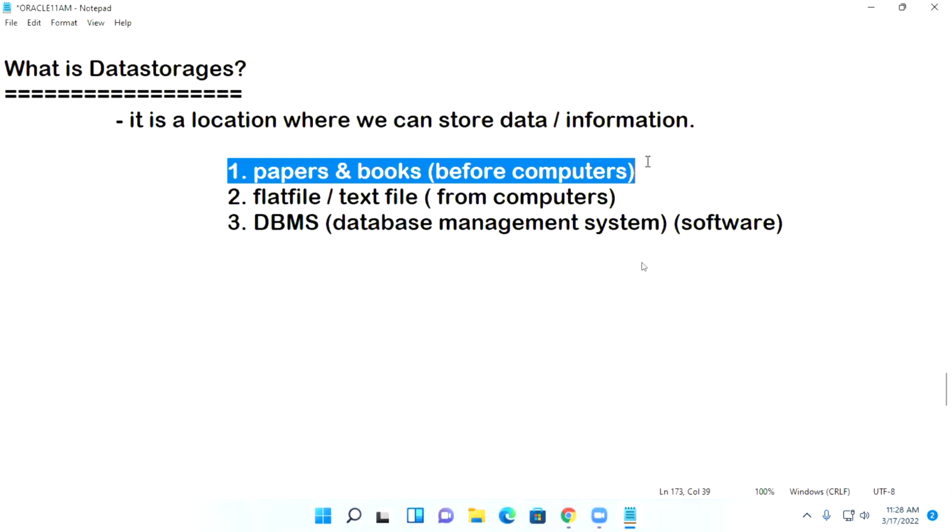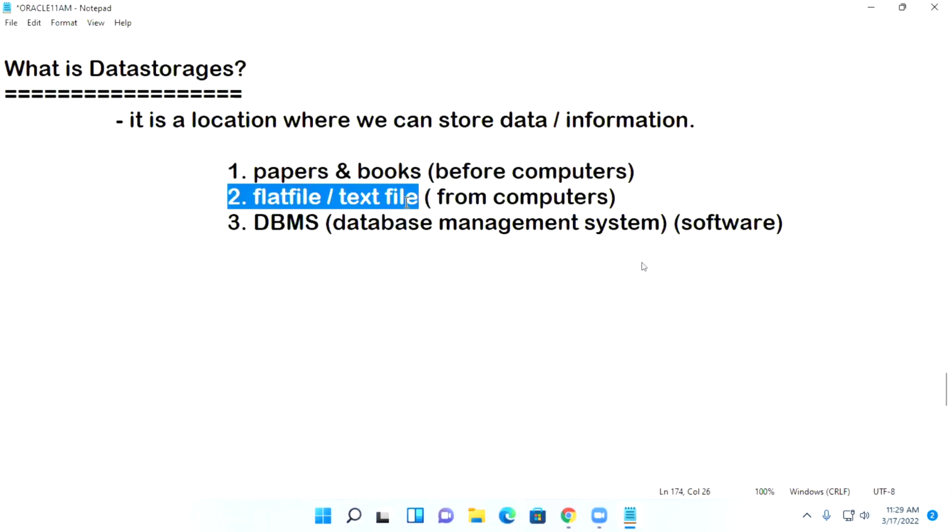So if you compare like this, guys, with books and papers, we have so many problems instead of advantages. To overcome and avoid those problems, the people next made a choice. What is the choice here? Computers. That means later they stored that information not in books and papers but in computers. And how do they store it in computers? They're using flat files. My point understood now?